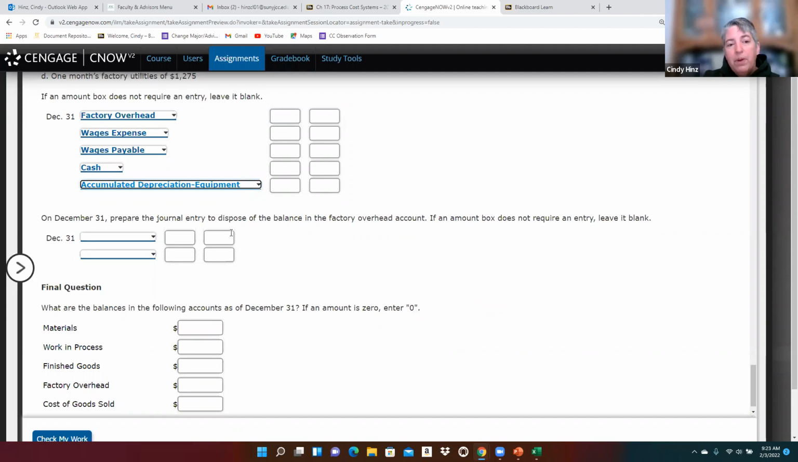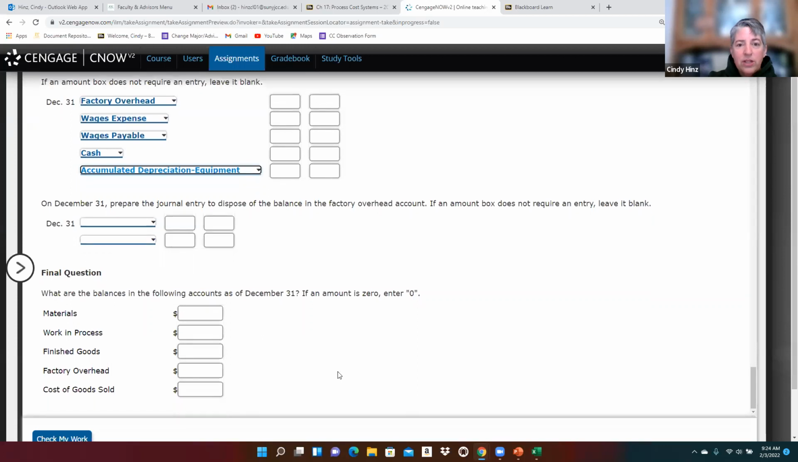The last journal entry we have to do here is, in my mind, best done if you draw out the T accounts. I would do that for all of these accounts listed here, not just the overhead account, but keep a T account for each separate account you see in the final question: materials, work in process, finished goods, those three balance sheet inventory accounts that we've been learning. And the factory overhead, which is a cost account, so it doesn't actually appear on your financial statements.